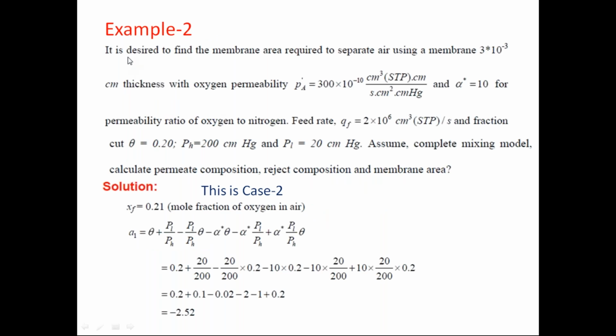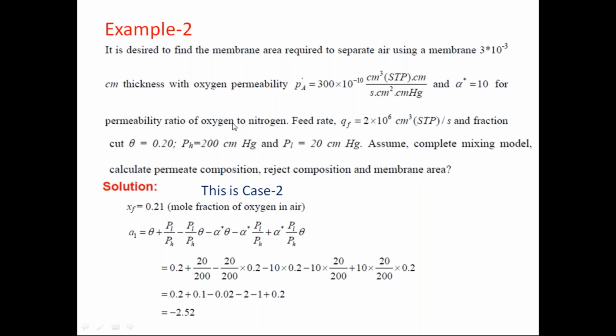Please, all of you, please note down this problem. Also, it is desired to find the membrane area required to separate air using a membrane 3 into 10 power minus 3 centimeter thick with oxygen permeability. The PA star is this much, and alpha star is 10. So that means PB, permeability of the other component, you can calculate. Oxygen means nitrogen can be there as a mixture in the air.